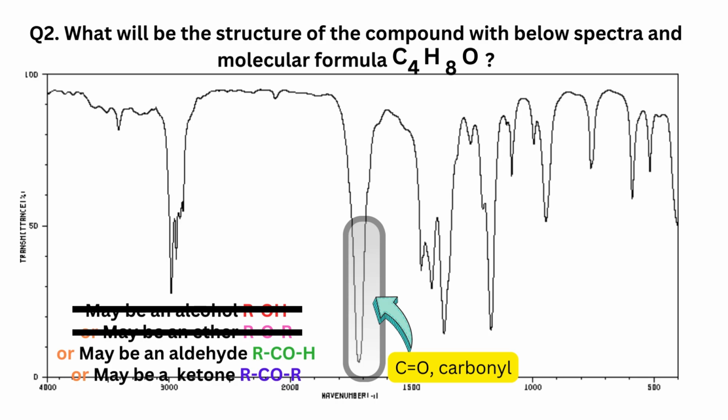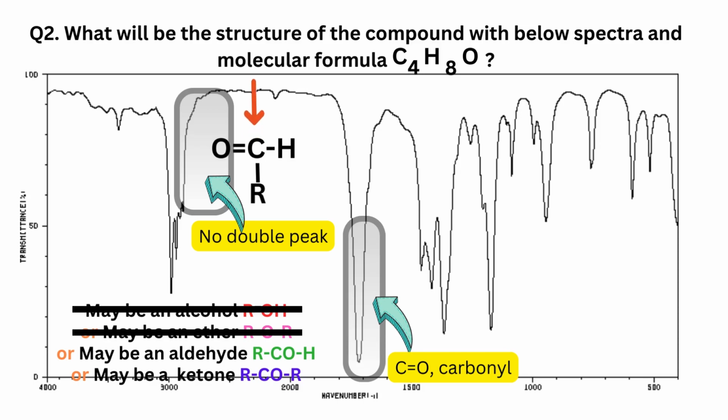For aldehyde, we all know that aldehydes will give 2 peaks for sp2 CH stretching at 2820 and 2720, which is known as the Fermi doublet, which are not present in the spectra. That means aldehyde is also out. Remaining is ketone.